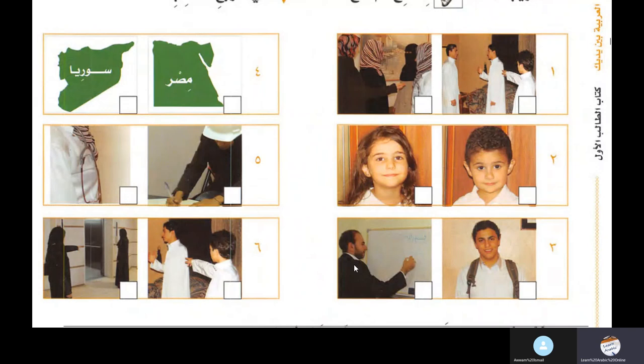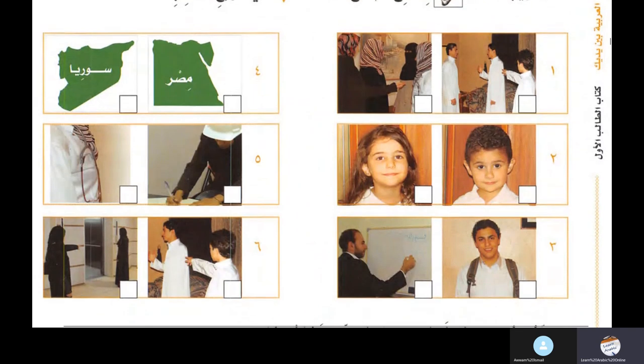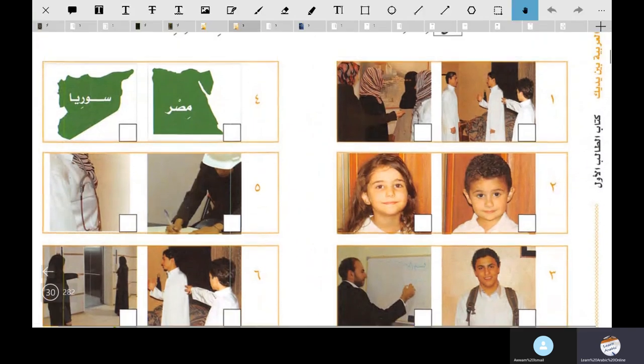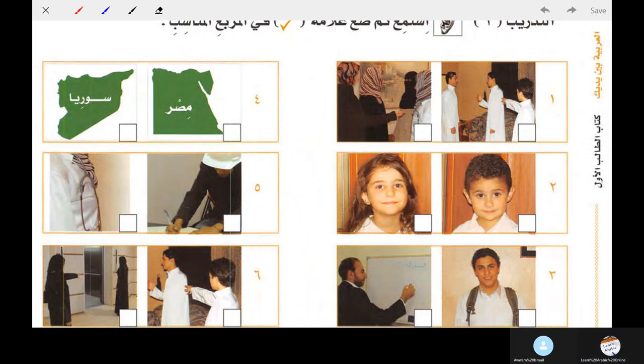So now you have two options here. You'll tell me which picture this is. Okay, we're starting from the top. It's going to be the first one. So you say As-Suratul Ula. Okay. Next.